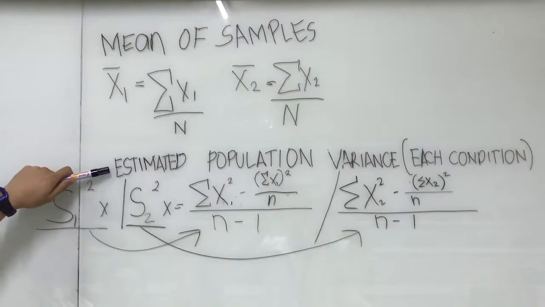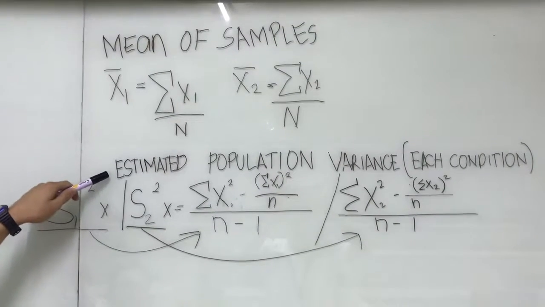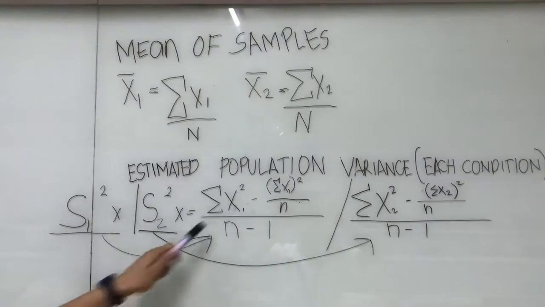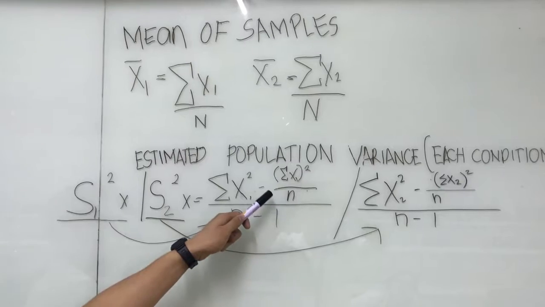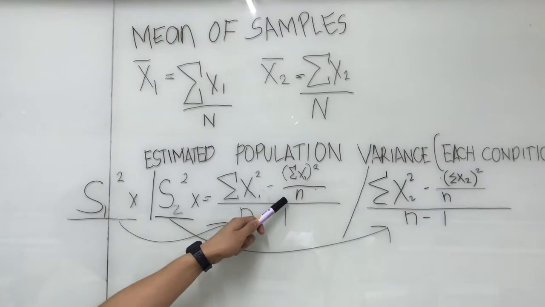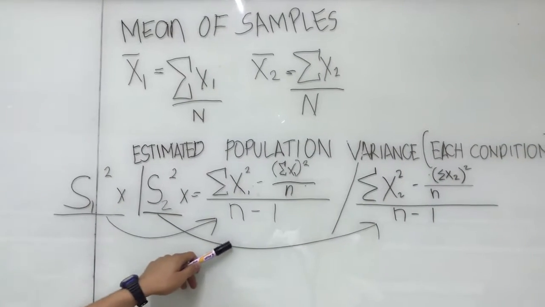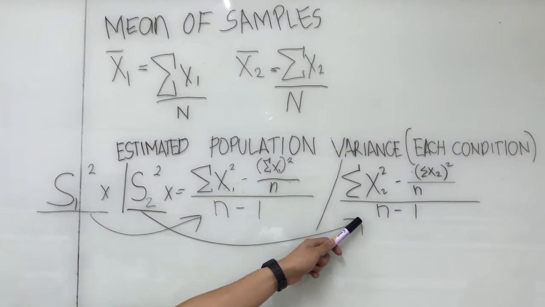Now we calculate the estimated population variance for each condition, denoted s1 squared and s2 squared. The formula is to get the difference between the summation of the squares of x sub 1 and the square of the total of x sub 1 divided by the number of respondents. That result is then divided by the number of respondents decreased by 1. The same formula goes for s2 squared, only substituting the data given in x sub 2 and the square of x sub 2.